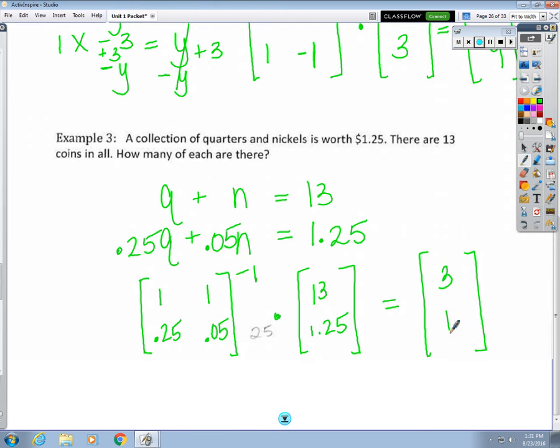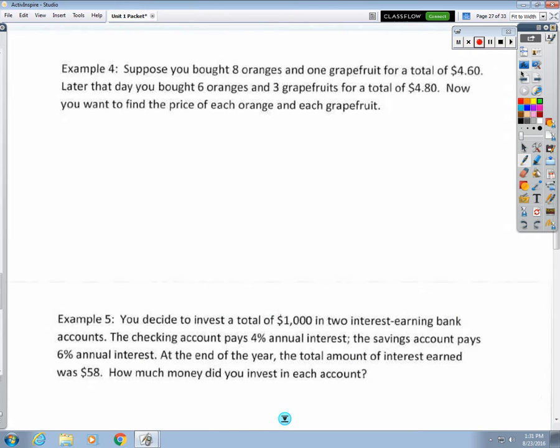Okay, so that would be 3 quarters and 10 nickels. Okay, well obviously that works for this statement. It makes 13 coins. How much money is 3 quarters? 75 cents. How much money is 10 nickels? Does that really make $1.25? So it works. Okay, next page. I'm doing 2 more with y'all before you start trying them on your own.